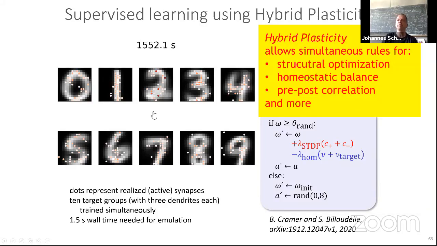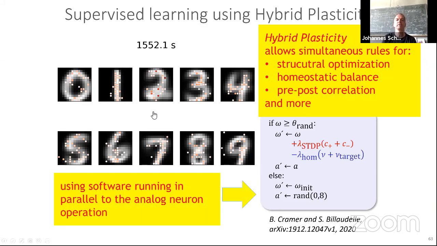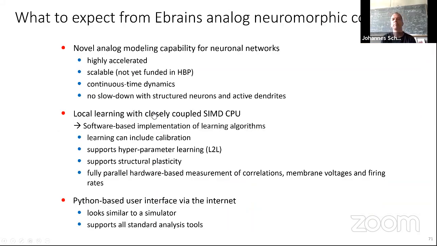So hybrid plasticity allows simultaneous rules for structural optimization, homeostatic balance, pre-post correlation, and more, since it's a software-based system that is flexible and programmable and has direct access to the analog neurons running in real time in the same chip. So what can we expect then from eBrain's analog neuromorphic computing? We have novel analog modeling capability for neural networks that is highly accelerated, scalable, but this is not yet funded, we must admit. And we have a continuous time dynamics that does not slow down if you add complex structures like structured neurons or active dendrites.